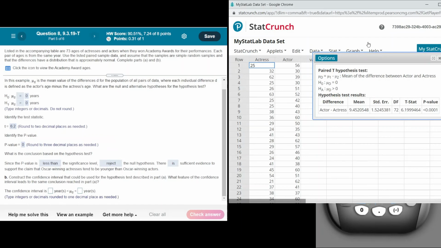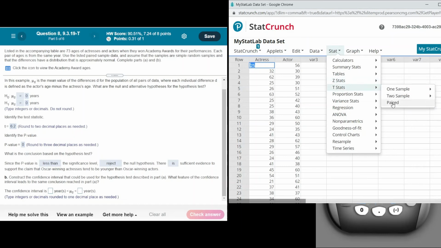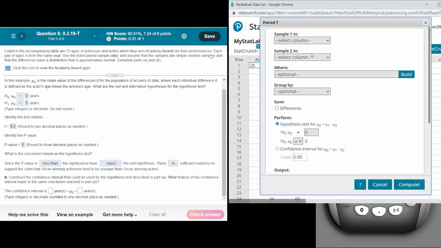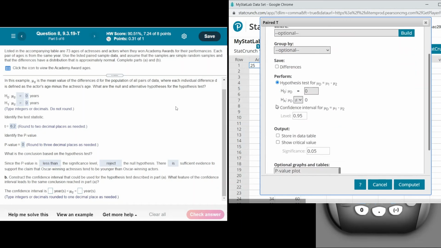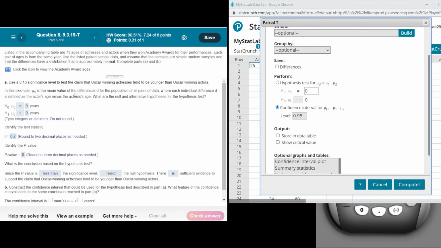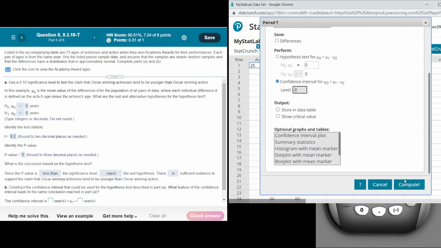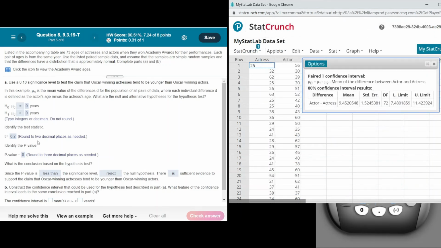Confidence interval, we're going to go over here. We're going to go to stats. We're going to go to paired. Once again, it's going to be actors minus actresses. So actors come first, then the actresses. Then we're going to go here. So one tail test, so we're going to subtract the significance level twice. The sig level is 0.1. So subtract it twice. You get 1 minus 0.1 minus 0.1. You're going to get 0.8. And yeah, hit compute. There's the lower and there's the upper.